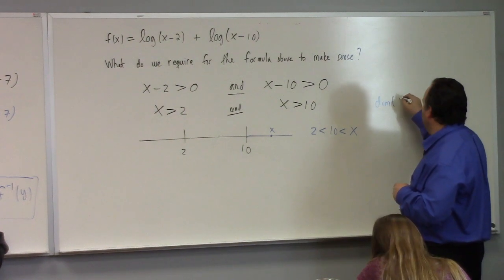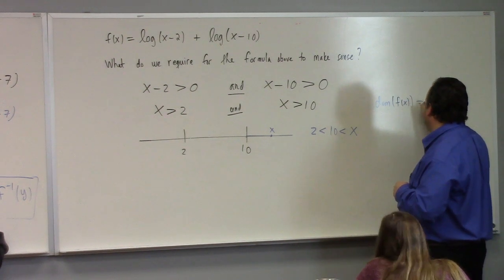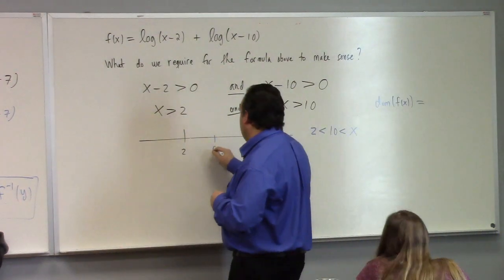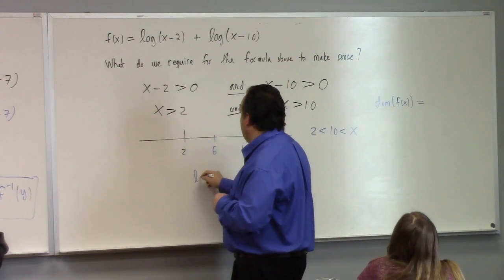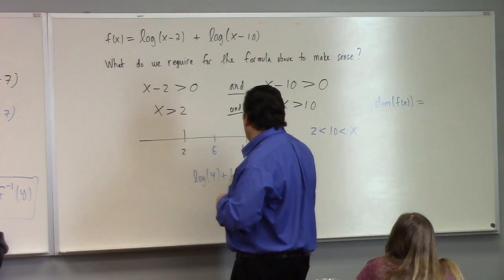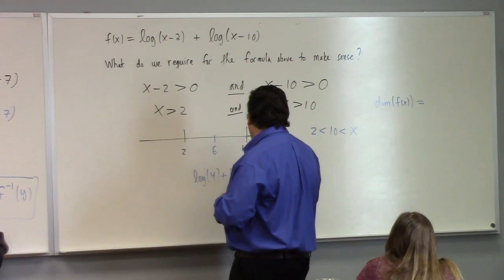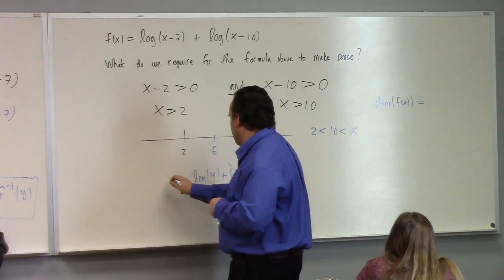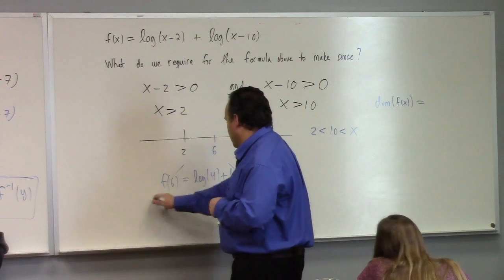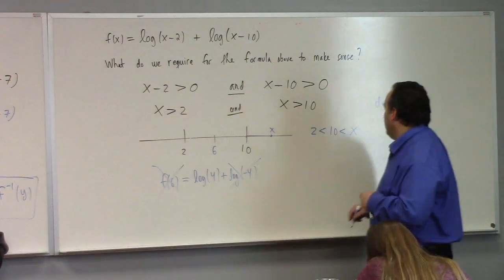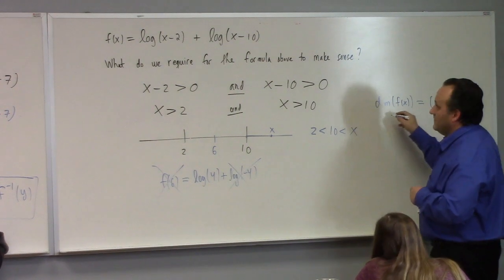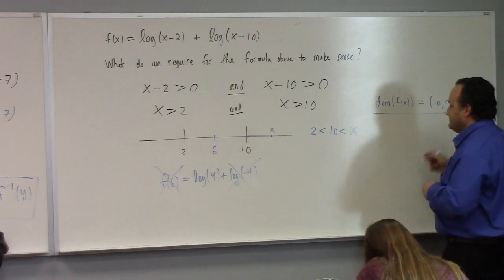Nope. Not 2 to infinity. For example, if I try 6, I'm in trouble, because I have log of 4 plus log of minus 4. This is not allowed. So f of 6 doesn't exist. So we have to start at 10. So we just do 10 to infinity, and the 2 doesn't even matter.